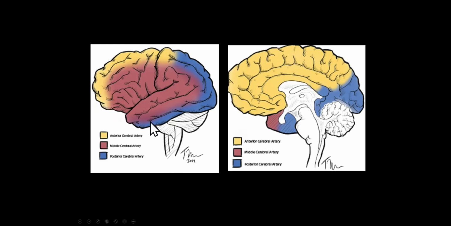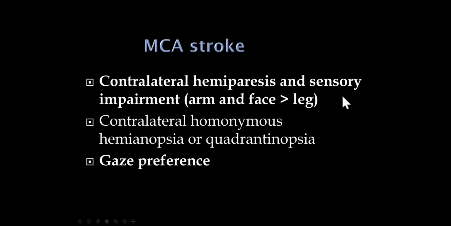So recall that the middle cerebral artery supplies most of the lateral surface of the brain. The anterior cerebral artery supplies the upper portion, the superior frontal gyrus, and most of the medial portion of the brain. And the posterior cerebral artery supplies the undersurface of the temporal lobe and the occipital lobe, which we can see here on this sagittal section.